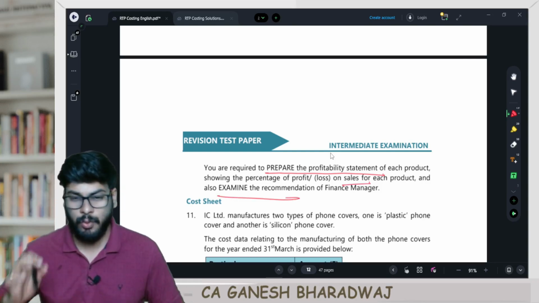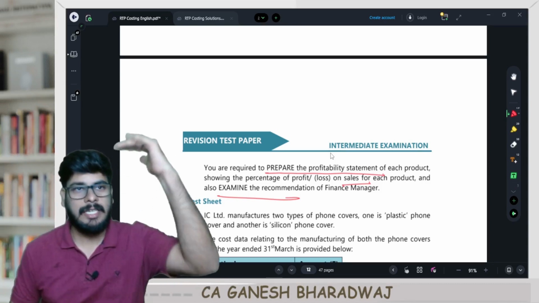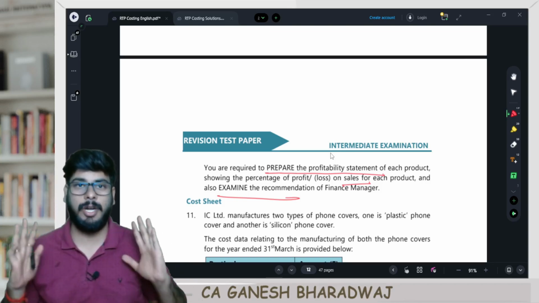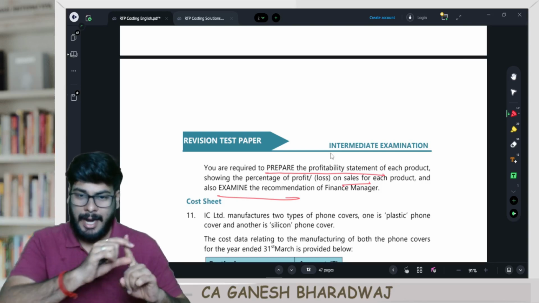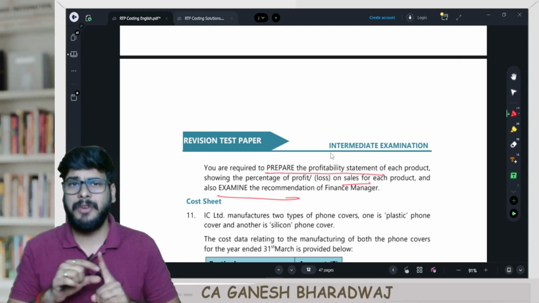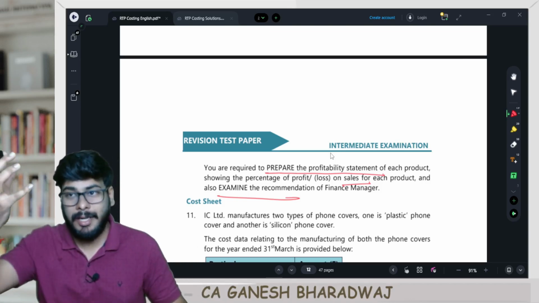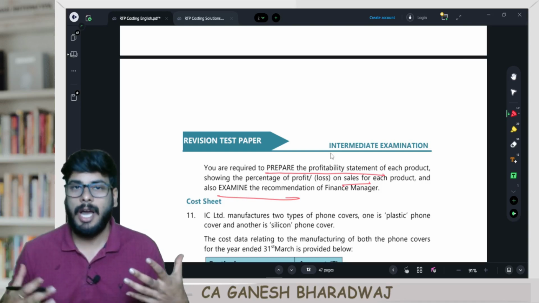So what we need to do is basically we need to arrive at the product wise profitability. Sales minus variable cost gives you contribution, minus fixed cost gives you what? Your profit. And then this profit, express it as a percentage of sale, and you will arrive at the profit margin as a percentage. And of course, now we will see whether product C is genuinely giving us a loss, right? So this is what we need to actually examine.